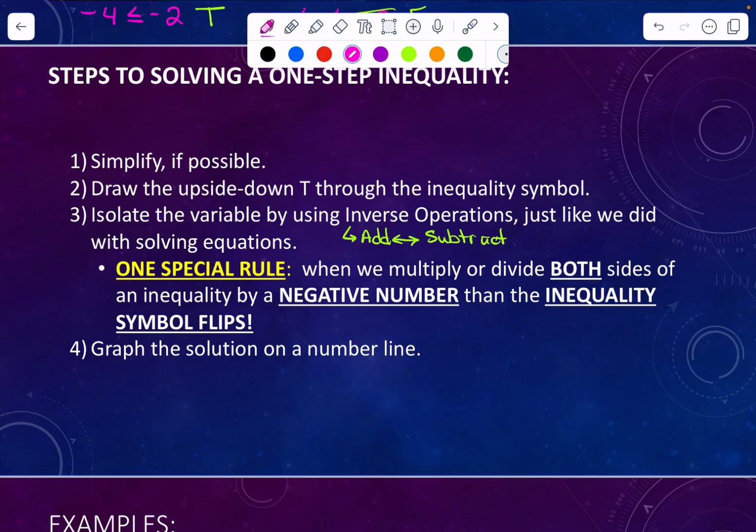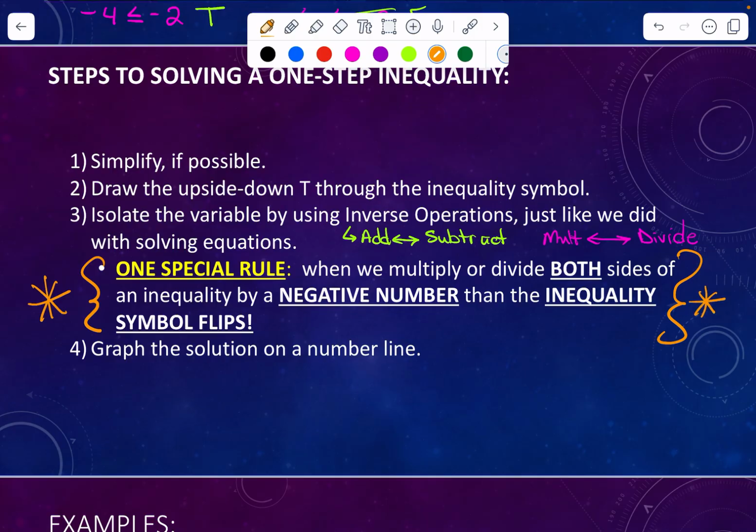If my problem has multiplication, we are going to divide. Okay? Now, there is one special rule. This one's a big one. This one's really important, so star it. This is a huge rule. You need to make sure you're paying attention to it.